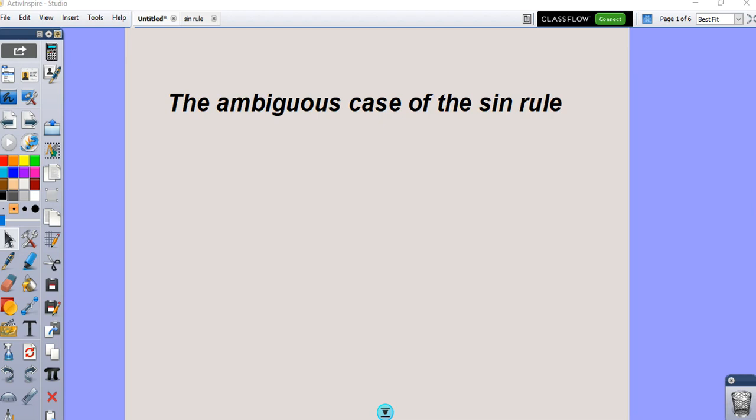Sometimes the triangle can be ambiguous, i.e. undecided, or open to more than one interpretation. What do we mean by that? Let's see how a triangle can be ambiguous.